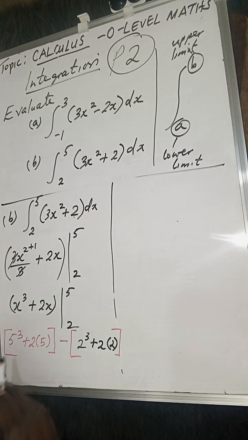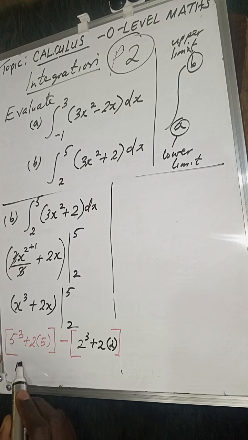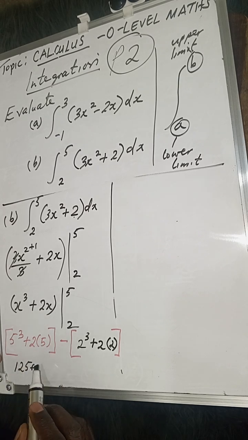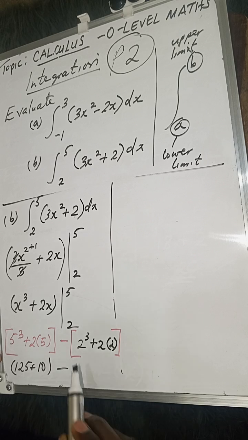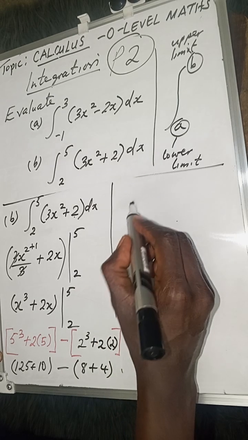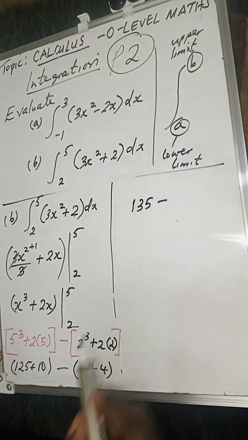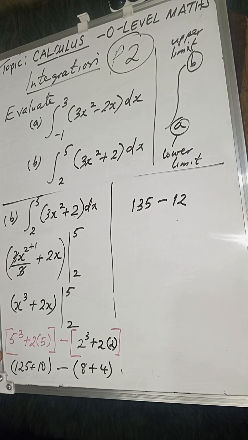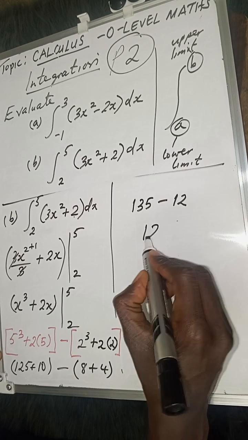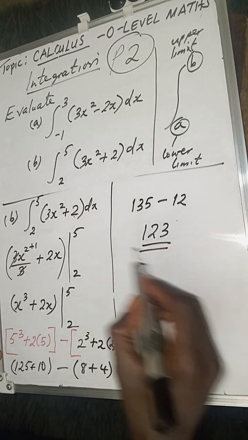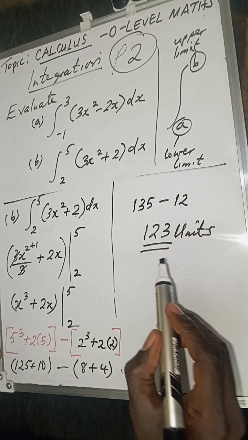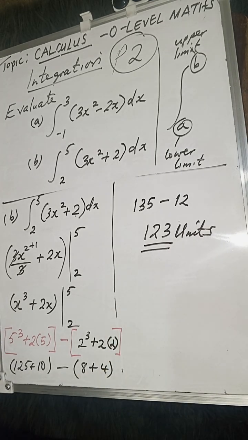So we just need now to work out what is 5 raised to the power 3. It is simply 125 plus 2 times 5 is a 10. Okay, minus 2 raised to the power 3 is 8 plus 4. So that is going to give us 135 minus, and that is a 12. So we are going to now subtract 135 minus 12. So that is going to give us 123. Of course, if you want, you can put up the word units, but the final answer is simply 123. So that's the way you can actually evaluate when they give you such terms.